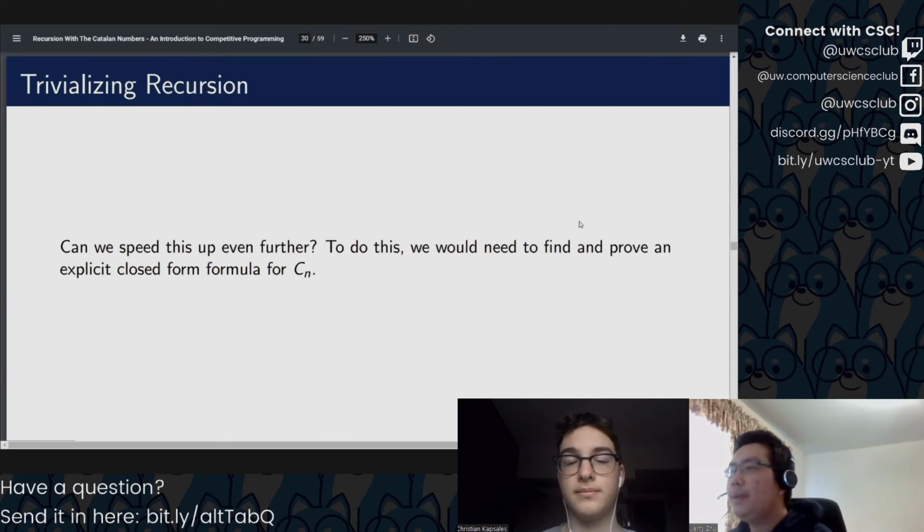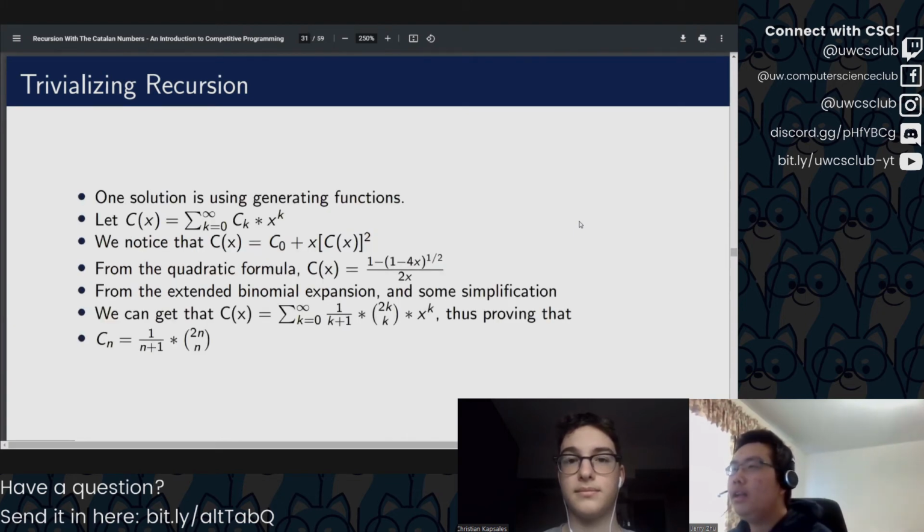Can we speed this up even further? It turns out that we can't, but to do this, we need to find and prove an explicit closed formula for C of n. Well, one solution is to use a generating function. Let's let the generating function C of x equal the summation of c_k times x to the k, where the coefficient of the term x to the k is the kth Catalan number.